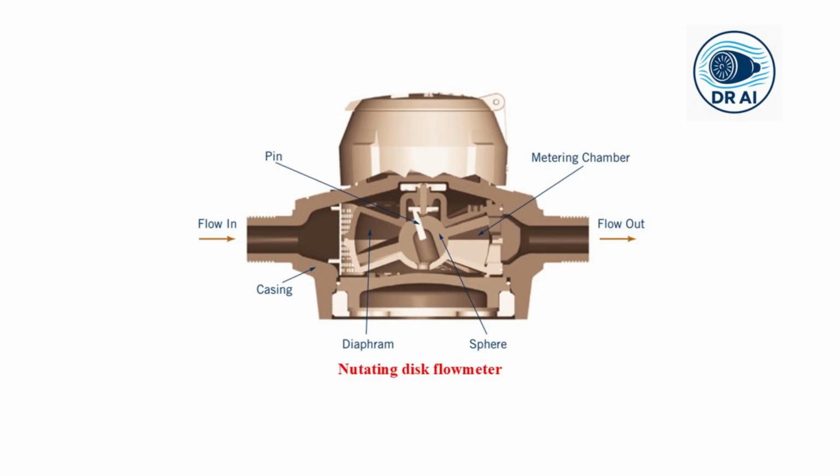A fixed partition called a diaphragm divides the chamber. As water enters the chamber, it flows into one side of the disk, pushing it. Because of the disk's angled orientation, it cannot just rotate. It has to nutate. Nutation is a wobbling motion, like a spinning coin just before it falls flat.